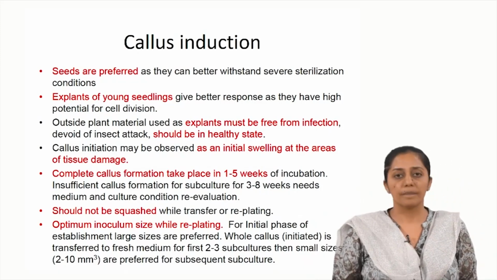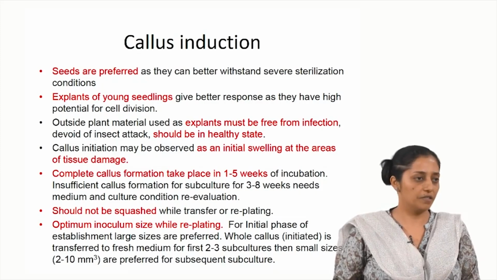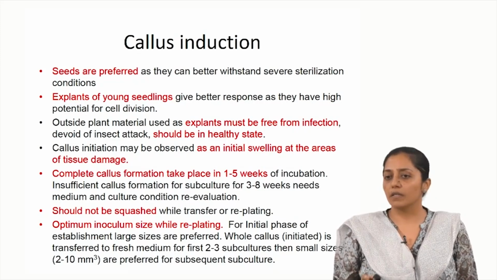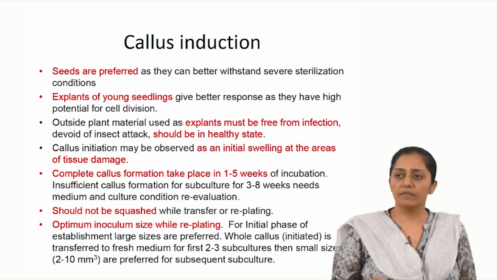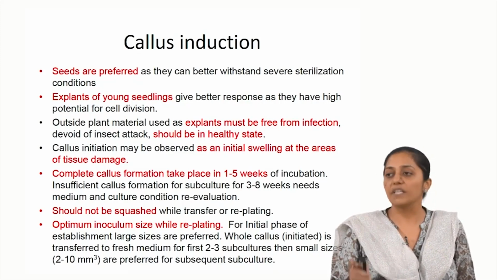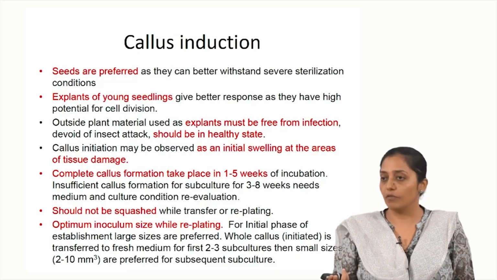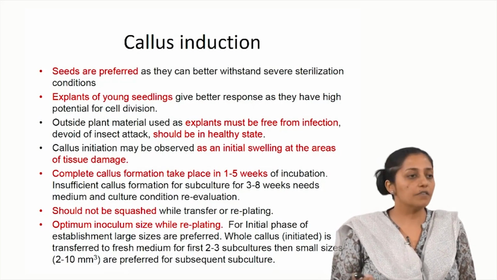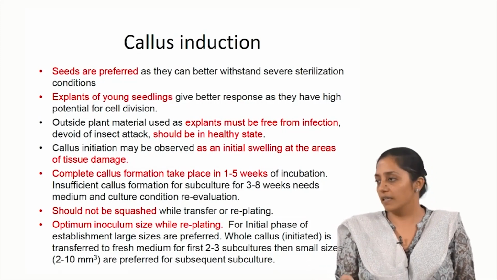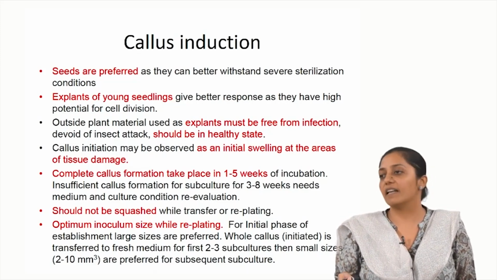Now for callus induction, seeds are preferred as they can withstand severe sterilization conditions. So I would still say it depends on the kind of culture you would like to establish. Even if you see the books, different books say different things, but it is very species specific. Generally, depending on the objective of your study, if the objective is to produce a particular phytochemical from that cell using plant cell cultivation, then in the end what do you need? You need a very high yielding cell line.